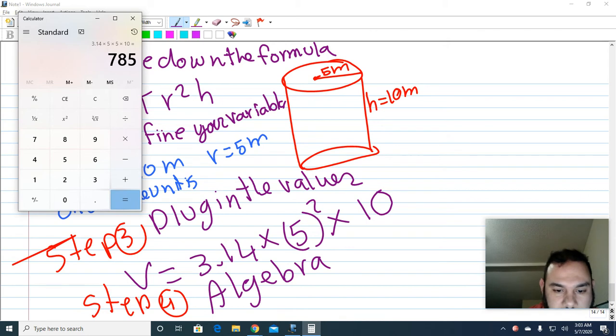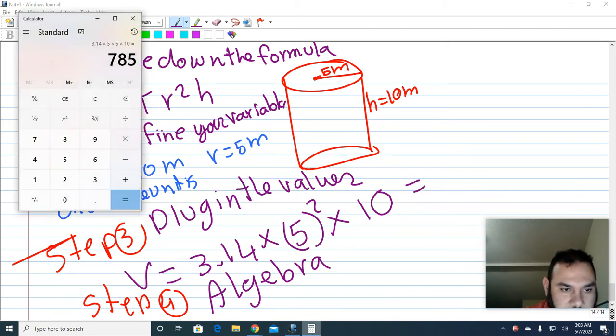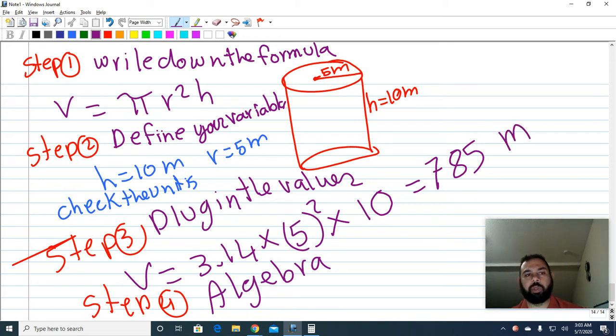You're going to get 785 what? Don't leave it like that. 785 meter, or meter squared, or cubic meter. Meter cubed, very good, cubic meter, because it's a 3D shape. Okay, that's a very simple one for a cylinder.